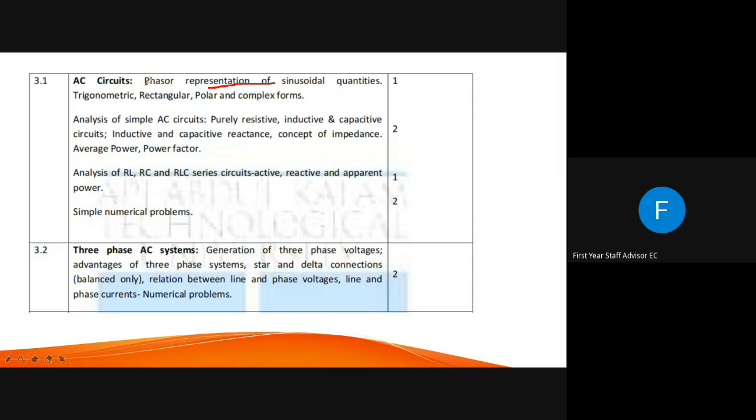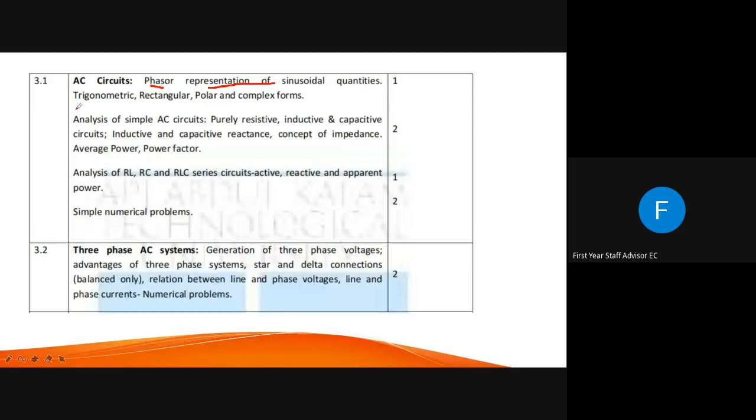We are also going to learn different methods to represent this phasor, that is trigonometric, rectangular, polar, and complex form. And then we are going to analyze AC circuit. Analysis of DC circuit we have already completed, that is, mesh analysis, node analysis, and applying KVL, KCL. That is what we discussed when we were analyzing DC circuit. Now this is about analyzing AC circuit.